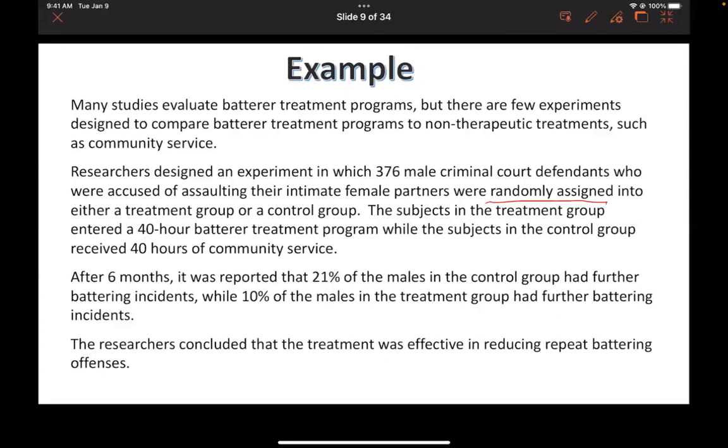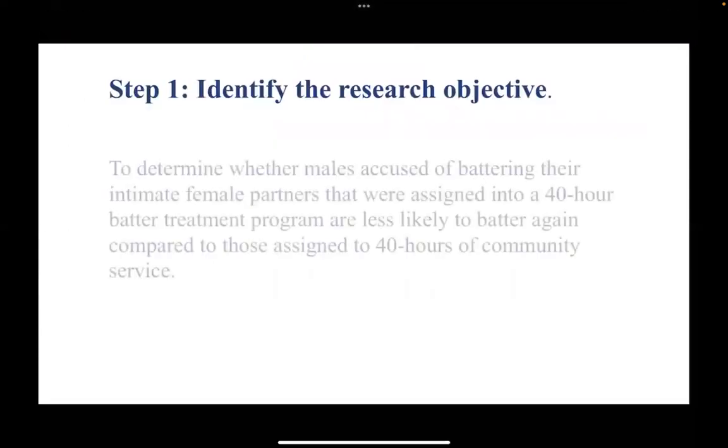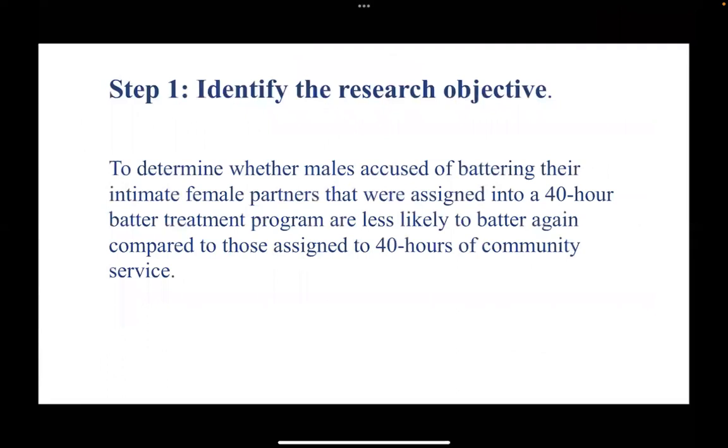Okay, good. All right, so let's break this down. So first thing, we need to identify our research objective. So we're trying to determine whether the people in the treatment program are less likely to batter again compared to those with community service. So we're trying to see if this treatment program is effective. That is our research objective. So we haven't done any kind of treatment or done anything yet. We're just trying to see, is it effective?